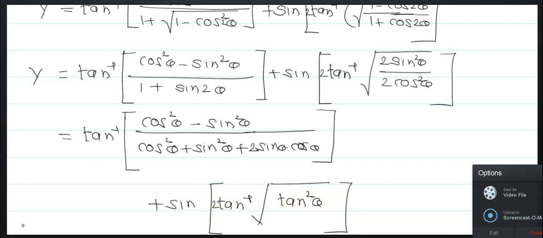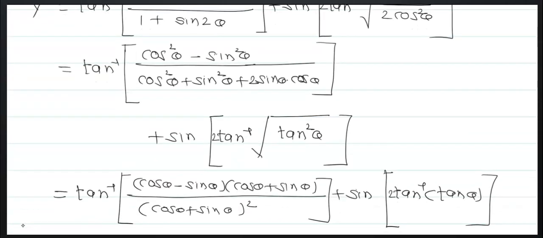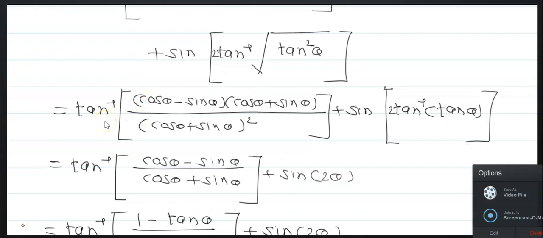And that's why, next step, see this here. That is the tan inverse of (cos theta minus sin theta) into (cos theta plus sin theta) upon (cos theta plus sin theta) bracket square, plus sine of bracket 2 tan inverse of tan of theta. But tan inverse of tan of theta is theta, therefore it is 2 theta. This is the sine of 2 times theta.